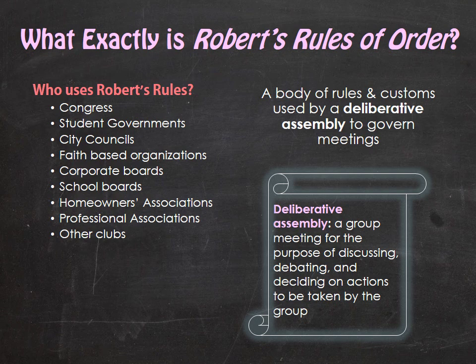Now that we know who made it and who uses it, you still may be wondering, what on earth is Robert's Rules? Formally, it's a body of rules and customs used by a deliberative assembly to govern their meetings. Jen, what the heck is a deliberative assembly? Good question. Basically, it's just a group who's meeting for some purpose.